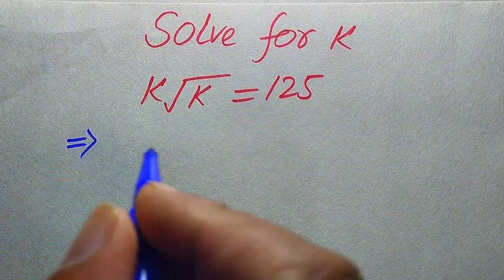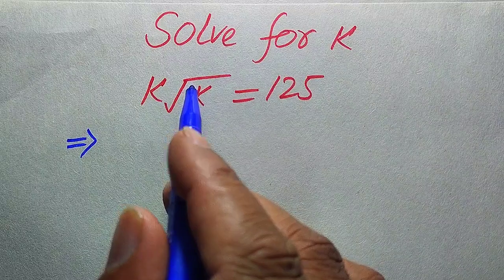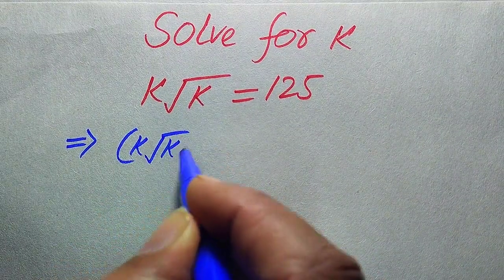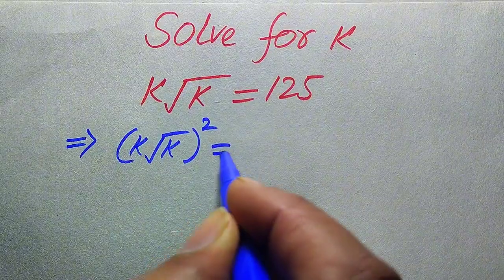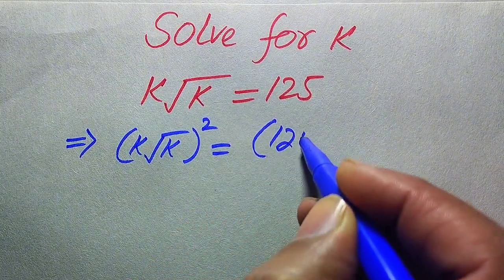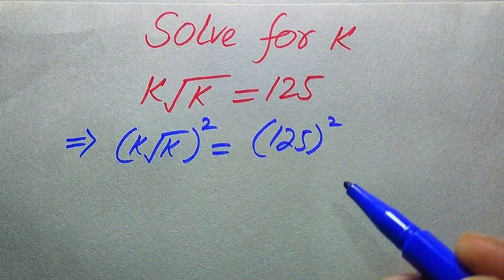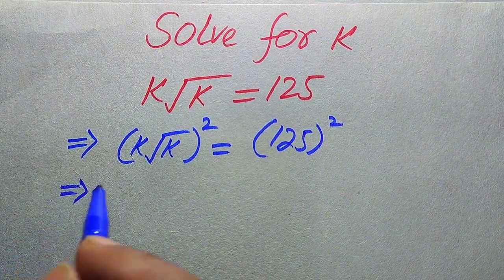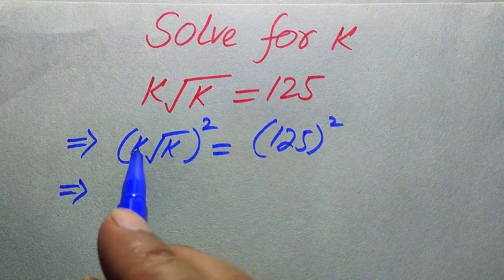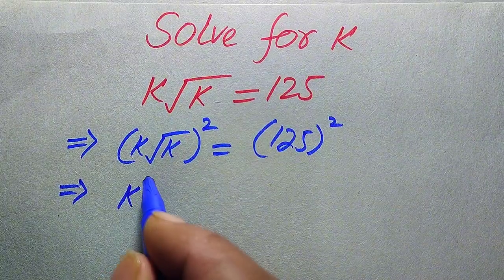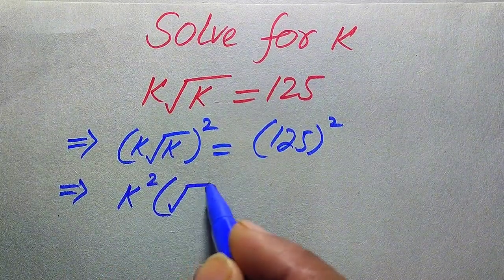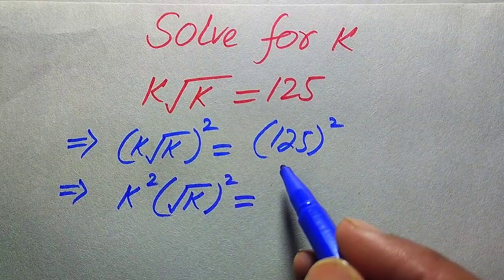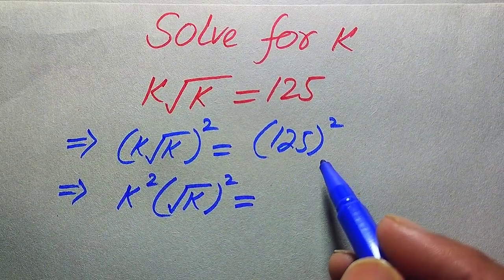So first thing we are going to do is first we need to remove this square root sign. So for this we apply squaring on both of the sides. So when we apply squaring, it will be written in this form, 125 and its whole square. Further, in the next step, we need to use the nice rule of squares, so we apply the square separately on both of these two values, and it becomes k square into square root of k and its whole square equals to 125 whole square.